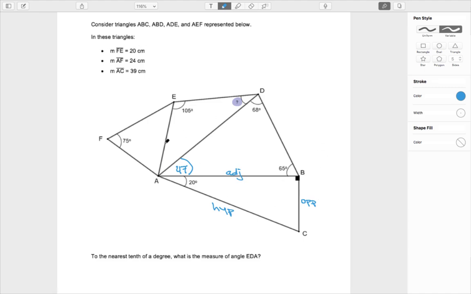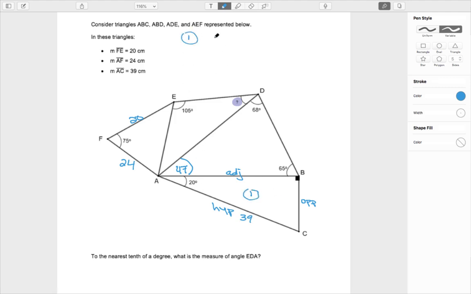Okay, and that's all we can really see, but then they give us some information over here. So we're going to go fill that in. FE would be 20. FA, or AF, would be 24. Okay, so that yields more information over there. And then AC, that helps us with our hypotenuse, would be 39. So I would either start over here or over here. For the sake of the order of learning, let's go to trigonometry.